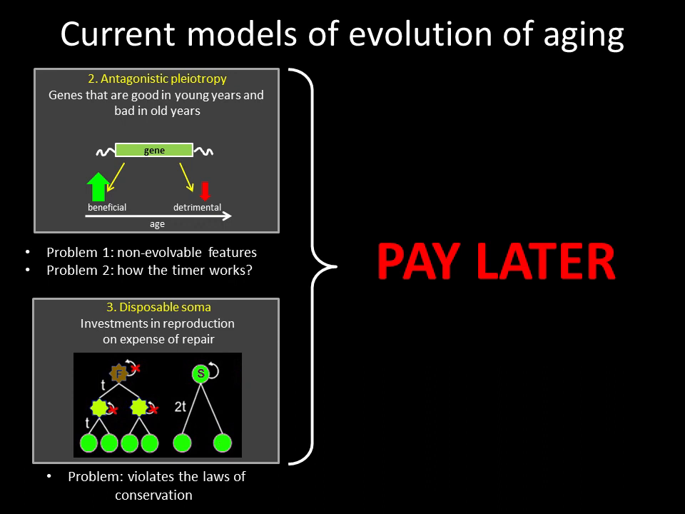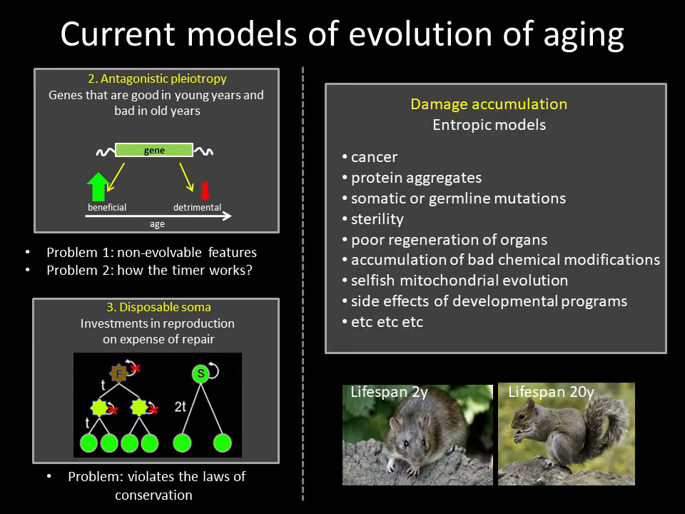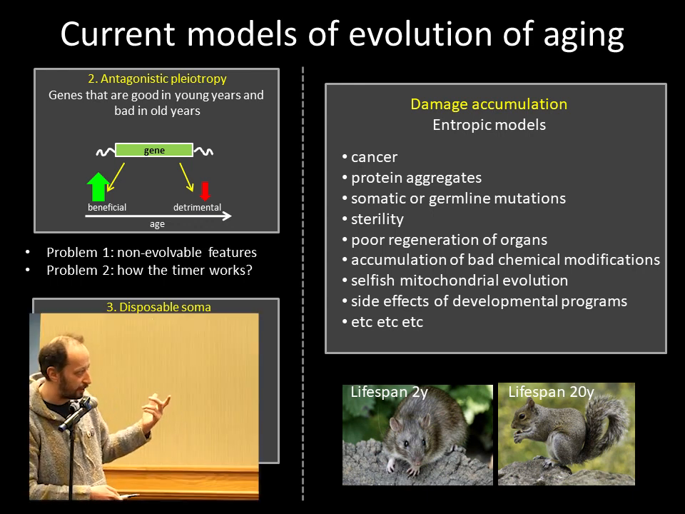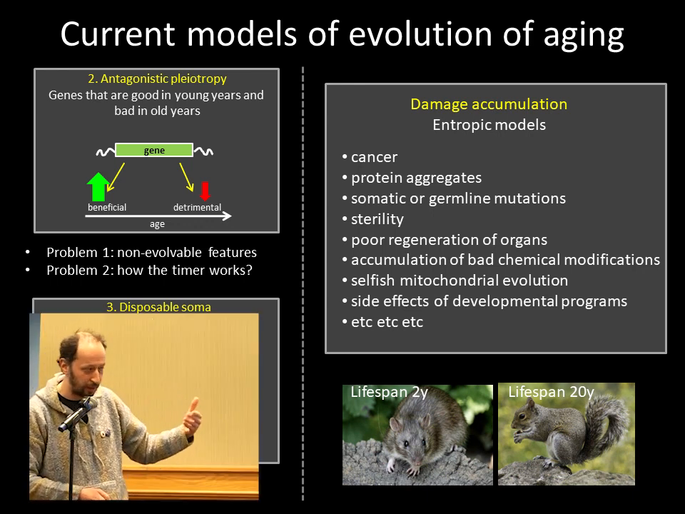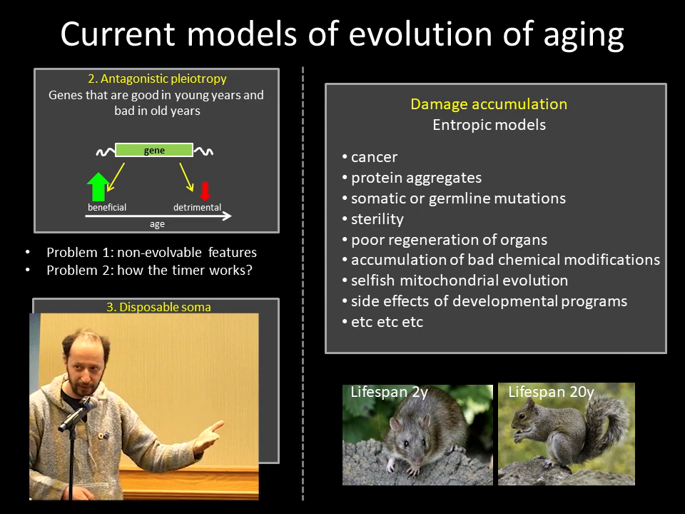There are also models that say that aging is because of cancer, protein aggregation, and other mechanistic reasons. So these models are strictly not evolutionary models. They answer a different question. They don't answer why we age. They answer more what happens when we age. What are the mechanisms?